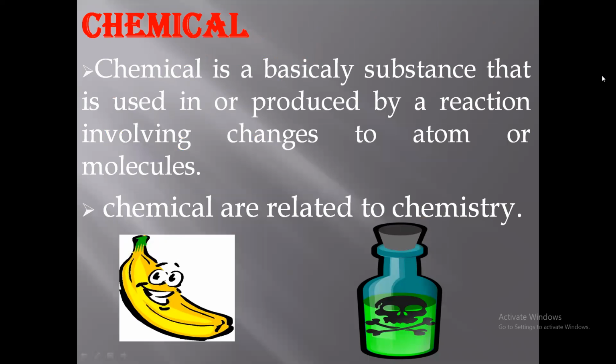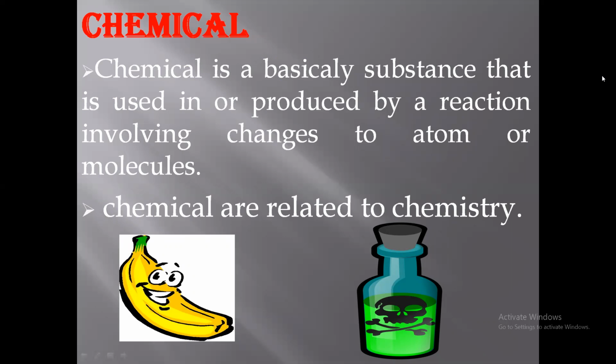Then what is a chemical? A chemical is basically a substance that is used in or produced by a reaction involving changes to atoms or molecules. It means chemicals relate to a material or a process not commonly found in nature or in a particular product. Chemicals are related to chemistry.